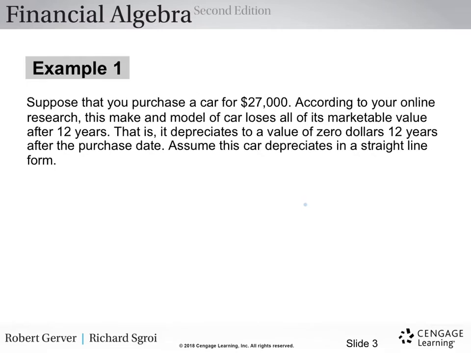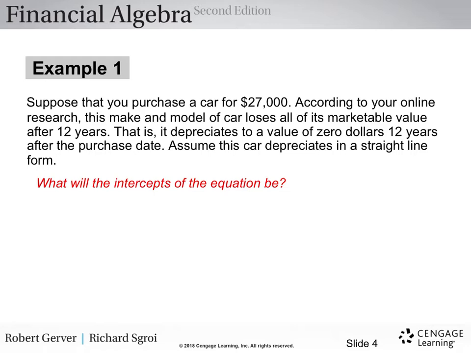All right, let's look at our first example here. Suppose that you purchase a car for $27,000. According to your online research, this make and model of car loses all of its marketable value after 12 years. That is, it depreciates to a value of $0 12 years after the purchase date. Assume this car depreciates in a straight line form. So this is the data we're given.